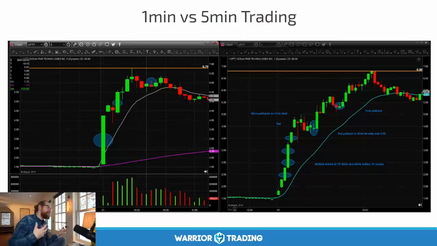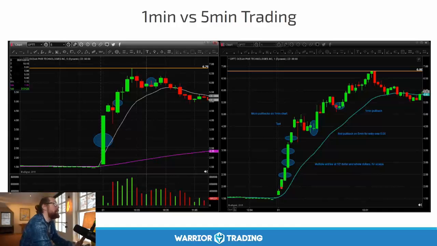While sometimes they can sustain a pullback and continue and end up making that really crazy move, it's also very common that they make these crazy moves and then they just kind of fade. And so in this case, the circles here are possible entries just at half and whole dollars, which could have been around micro pullbacks on a 10-second chart or using the level 2.